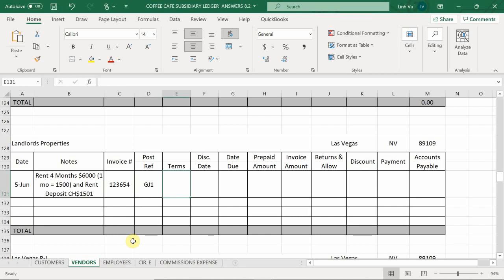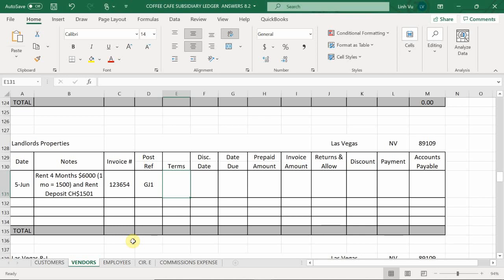In this case, I can say net 30. So that means the next time I have rent, it's due in the next 30 months. But I already paid 4 months in advance. So in this case, I don't even need to put anything there because I don't owe them for the next billing cycle.